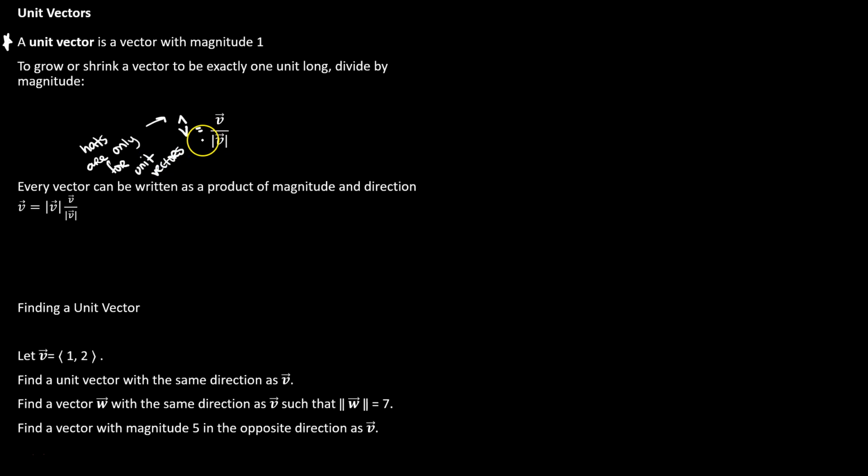It's totally okay to call a unit vector with a regular arrow on top. It's not okay to call a 3-unit long vector a unit vector using a hat. So we only use the hat if we know for a fact we're talking about a unit vector.